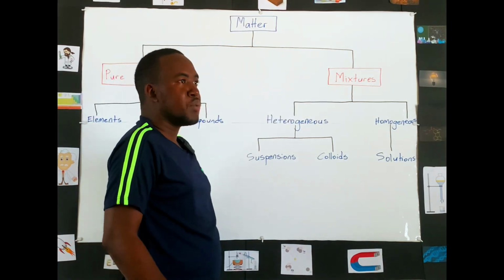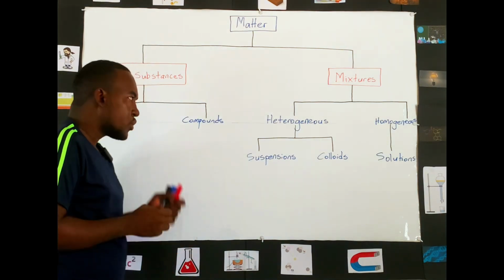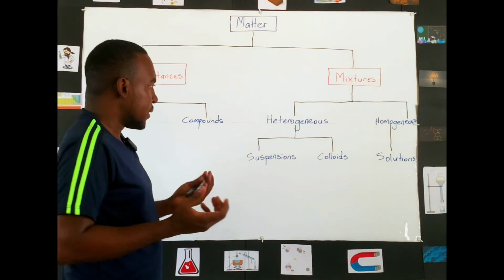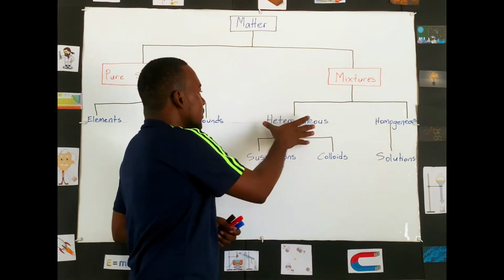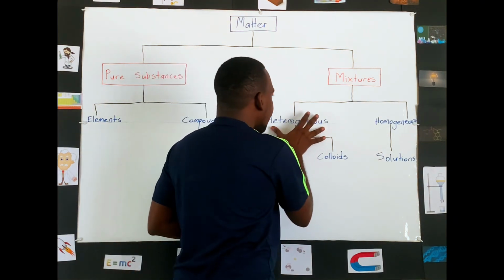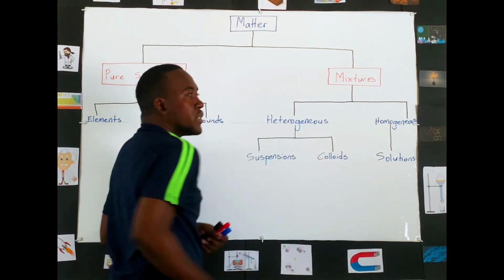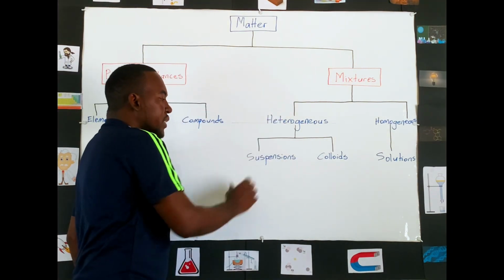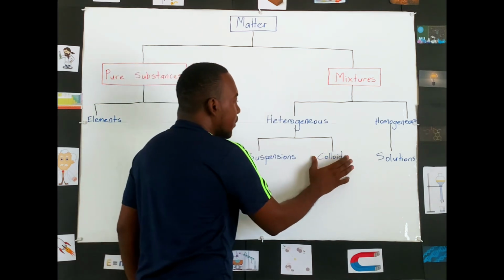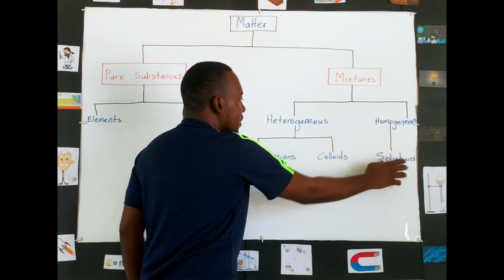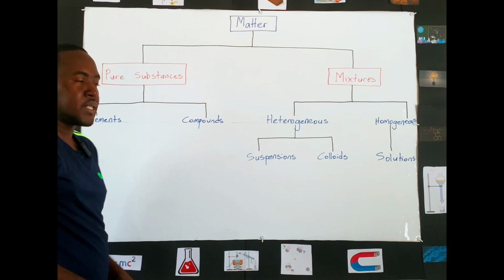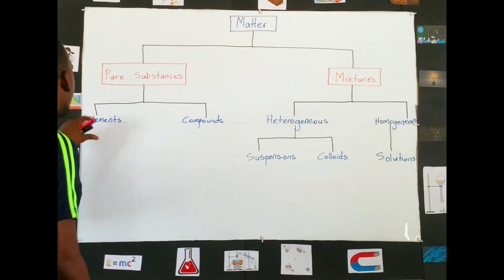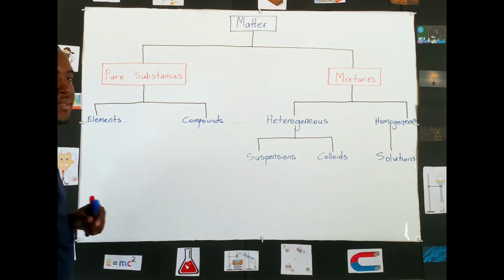And mixtures would mean that it is comprised of two or more different substances, such as heterogeneous mixtures or homogeneous mixtures, and these heterogeneous mixtures are broken down further into suspensions, colloids, and homogeneous mixtures. We're going to focus on solutions. So today let's talk about elements.